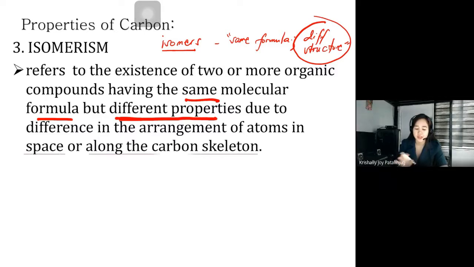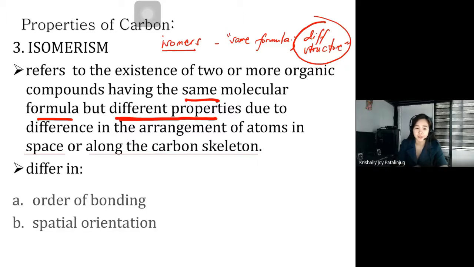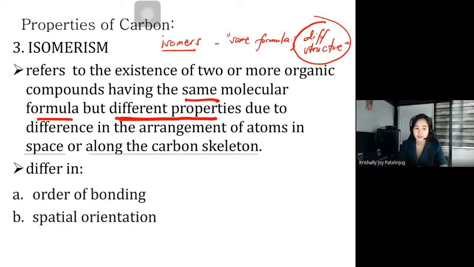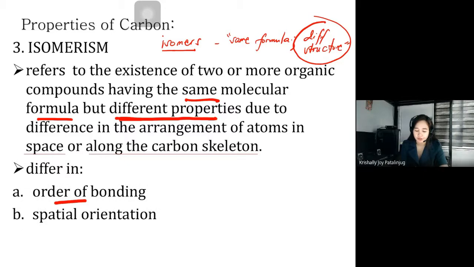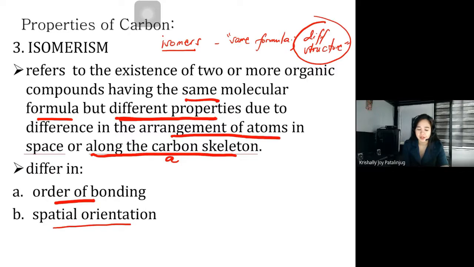Now, why is the structure different? They may differ in the order of bonding. This is letter A. They may differ in the carbon skeleton, that is, the order of bonding in the carbon skeleton itself. Or, the differences in structure could be due to differences in spatial orientation, the differences in the arrangement of atoms in space. This is letter B.